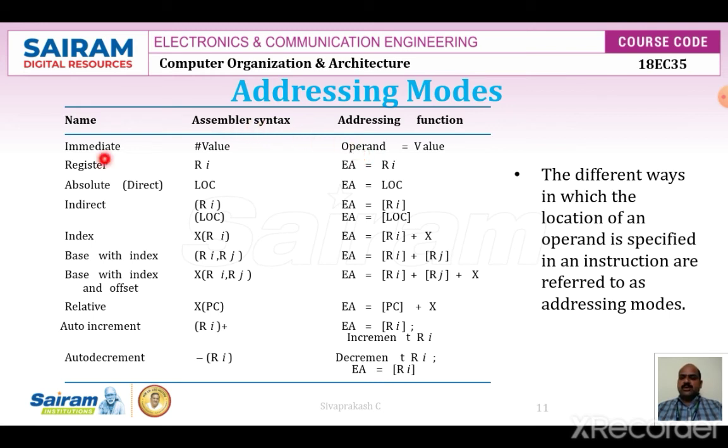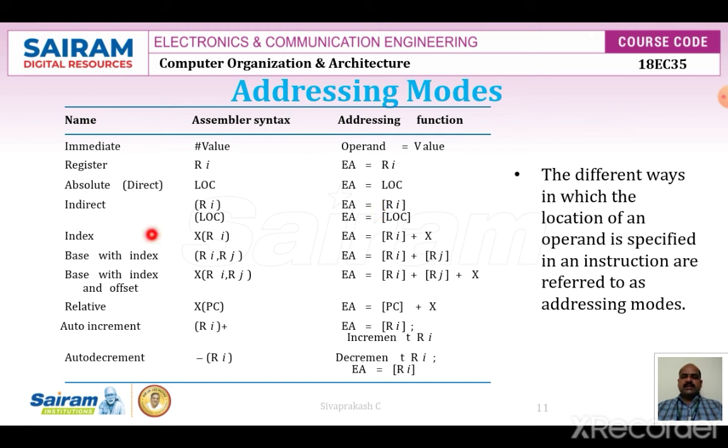Coming to register, which consists of a register value, the effective address is Ri. Absolute consists of a memory location, so the effective address is a memory location. In indirect, the location is stored indirectly in a specific register, as shown there.